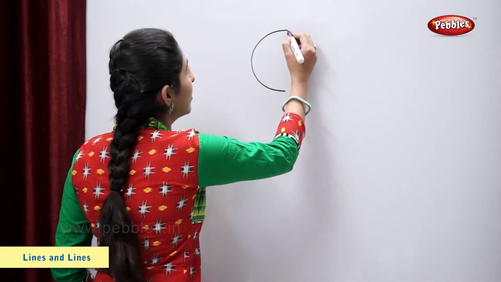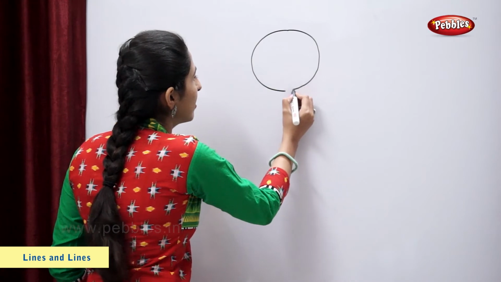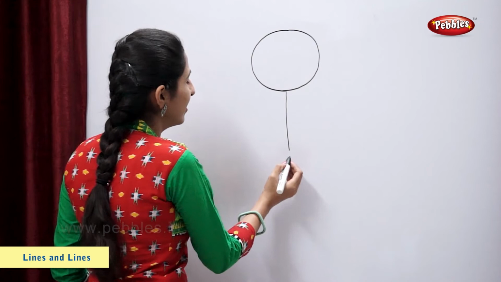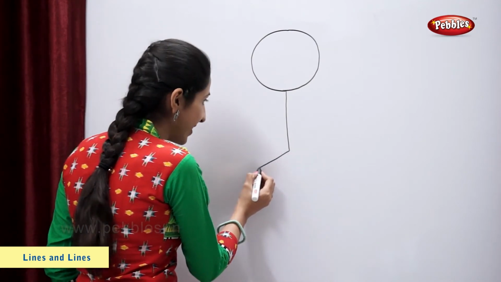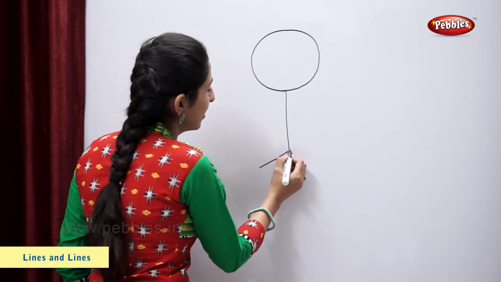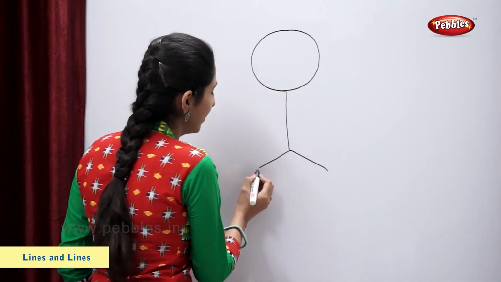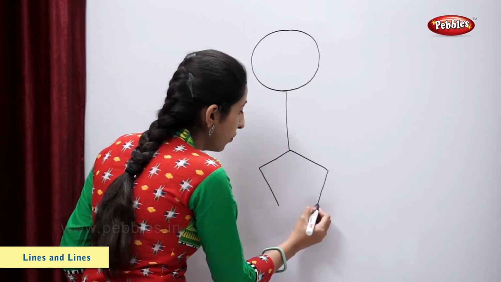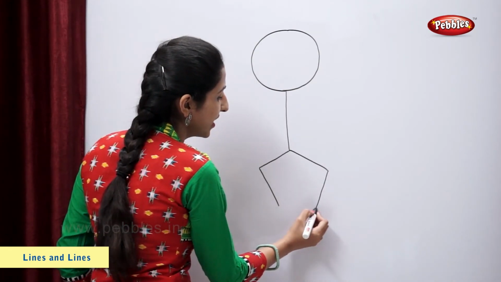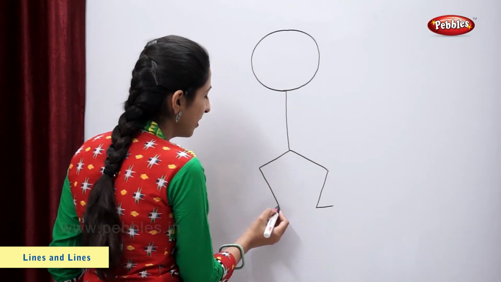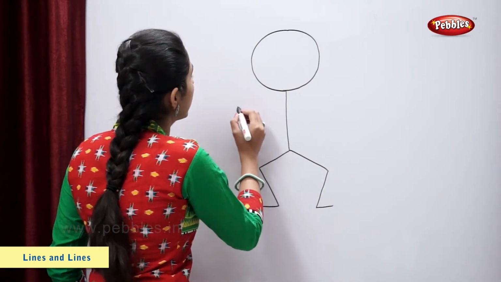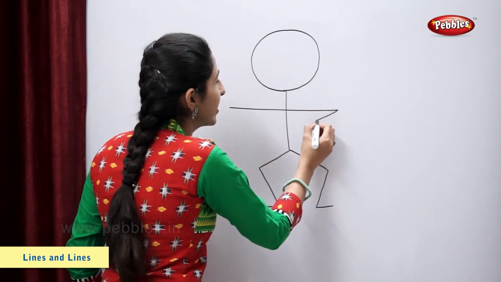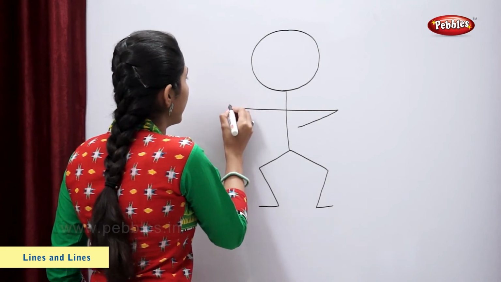A curve. Another curve. Standing line. A slanting line. Another slanting line. Slanting line. One more slanting line. Sleeping line. Sleeping line. One more sleeping line. Slanting line. And a standing line.